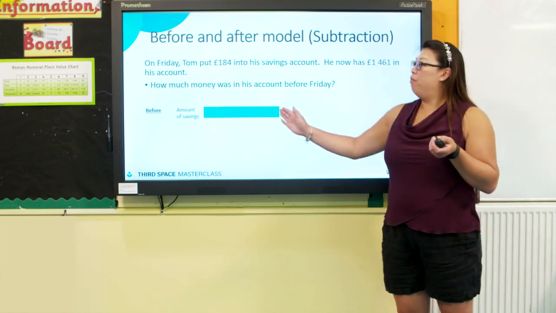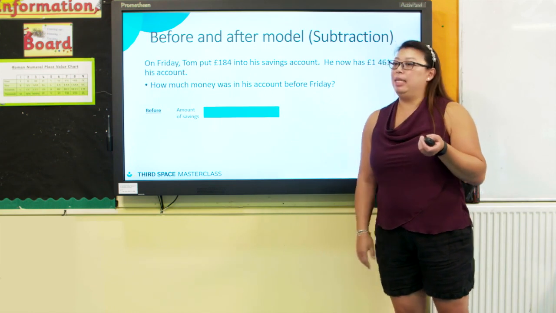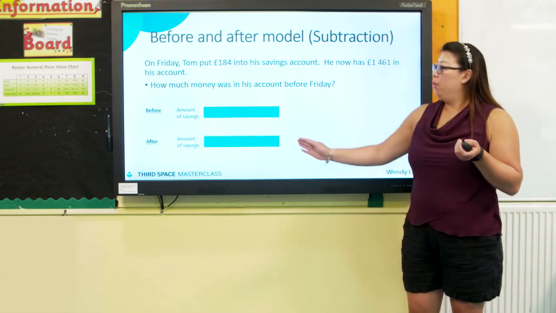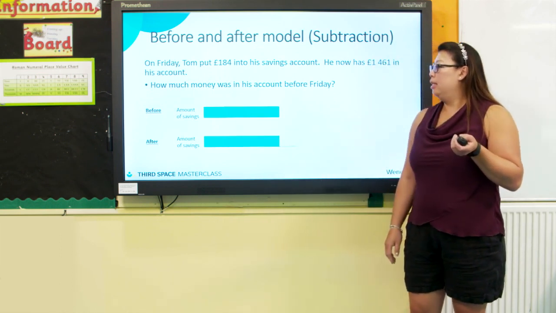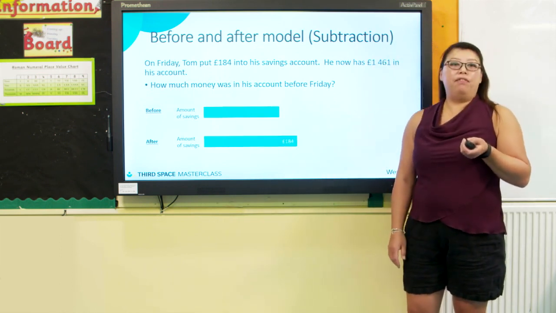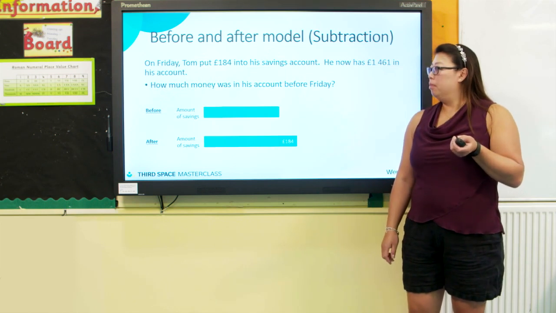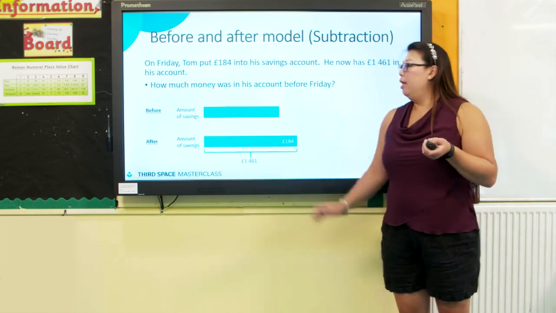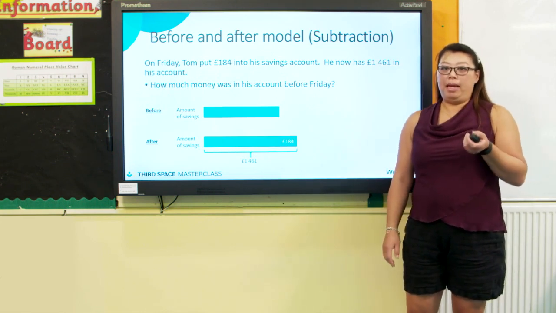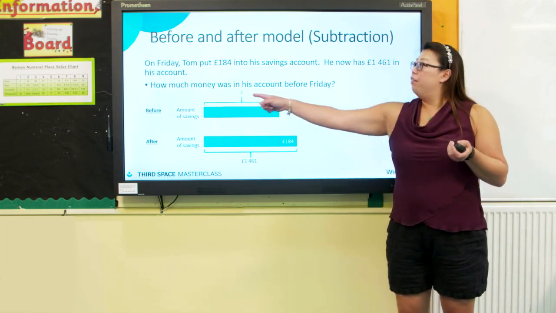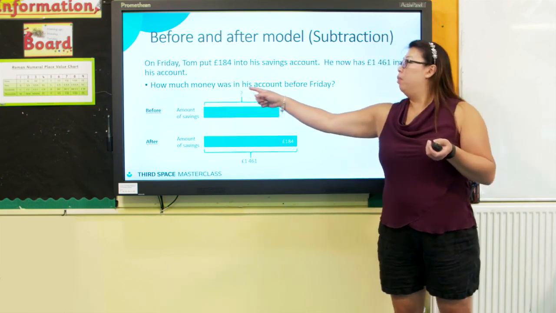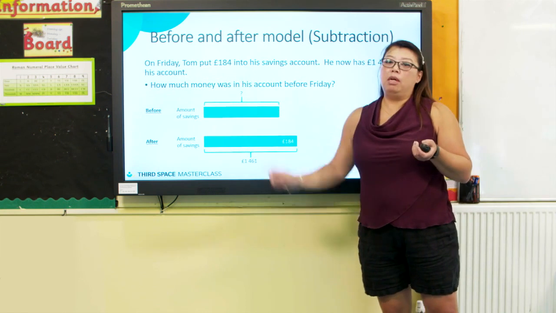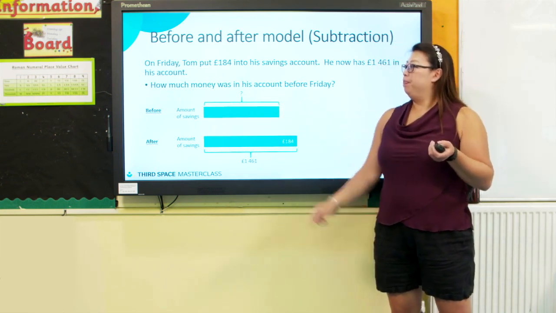So this is the original amount of money that Tom had in his savings account. Afterwards, we've got the original amount of money he had plus the £184 that he put in. We also know that this total here is £1,461. What we're trying to find out is how much money was in his account before Friday, so before the model. How much money was this part worth?